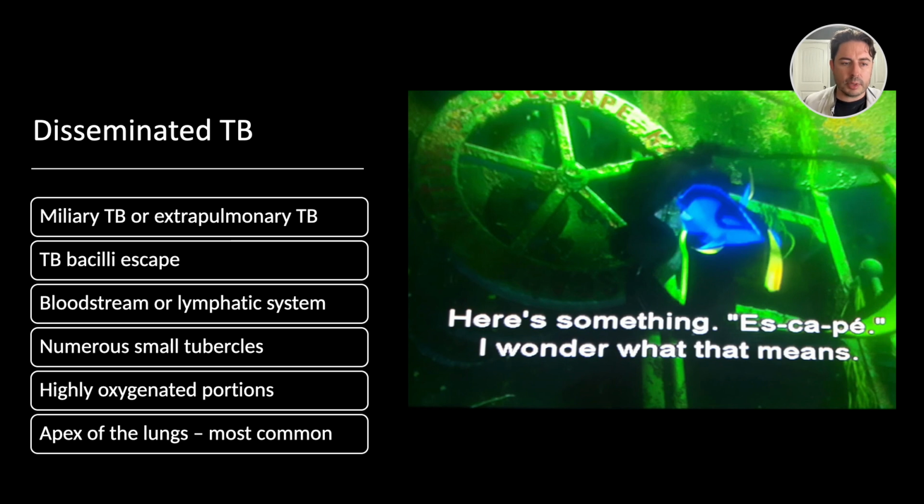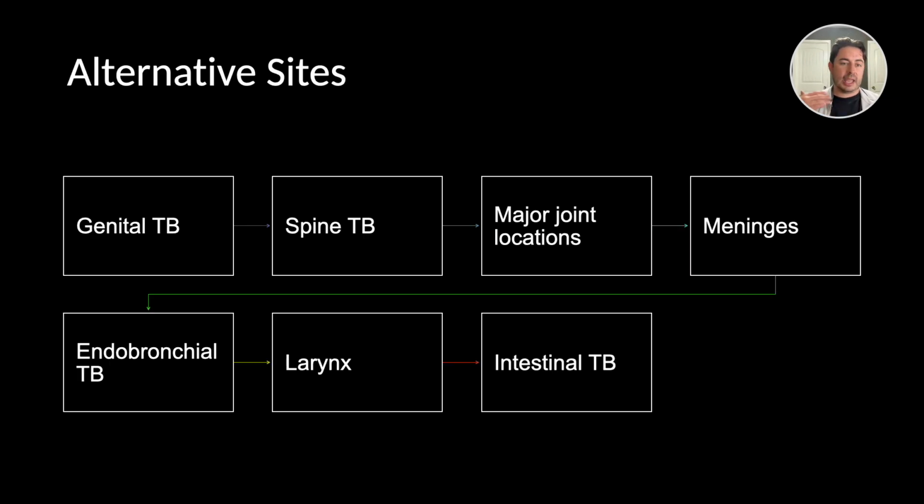These granulomas, or this bacteria, is going to gather and multiply in highly oxygenated portions of the body. The most common one that we will see this happen with is the apex of the lungs. So once it gets to the apex of the lungs and it's hitting the bloodstream, we'll see that the regional lymph nodes in that area can be impacted. The kidneys, the long bone, the brain. You'll see that there's even genital TB, spine, major joints, meninges, endobronchial, larynx, and intestinal. All of these are alternative sites to tuberculosis.